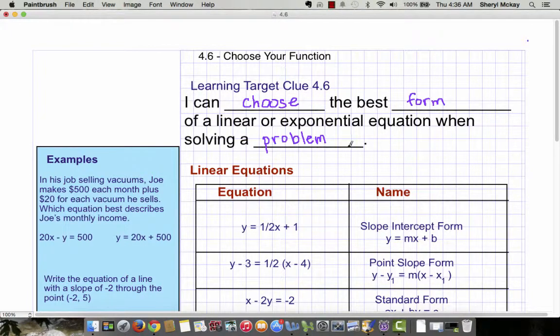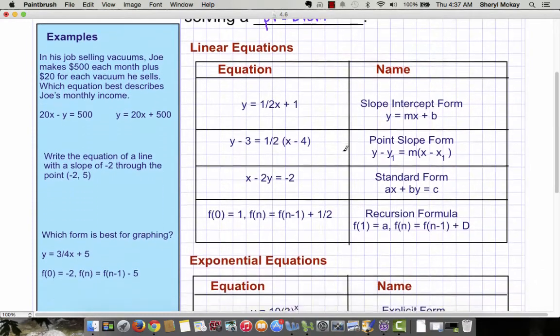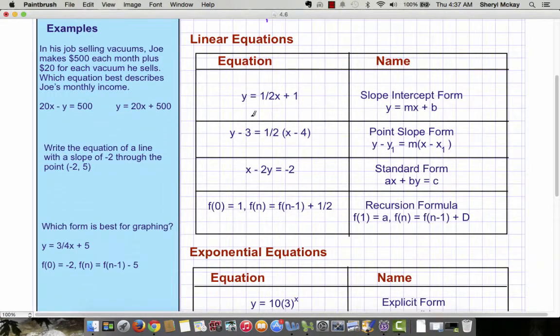So what I want to do is review a little bit of linear equations first of all. Here are some of the different forms that we've learned. Here's an example of an equation: y equals 1/2 x plus 1. Well, that is in slope-intercept form, and slope-intercept form is y equals mx plus b, where the m and the b are constants. So in this situation, y equals 1/2 x plus 1, which one is the slope, and which one is the y-intercept?